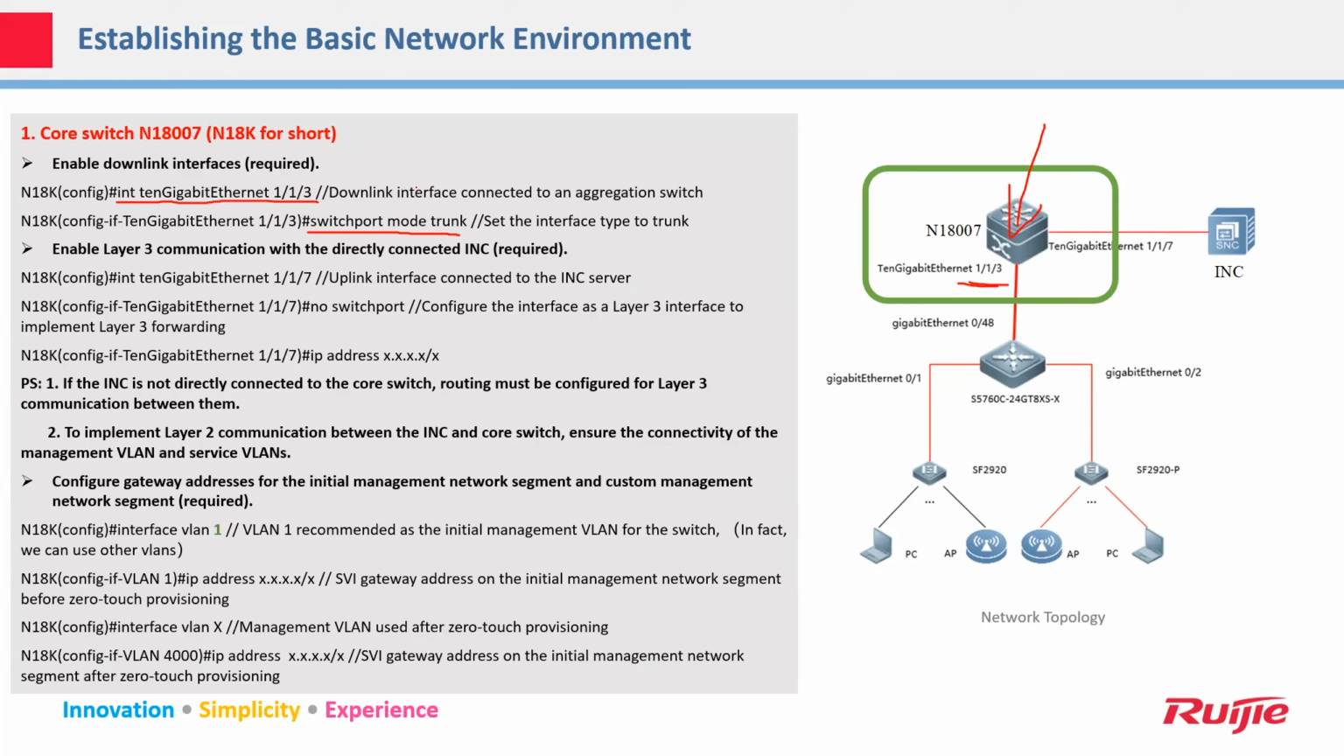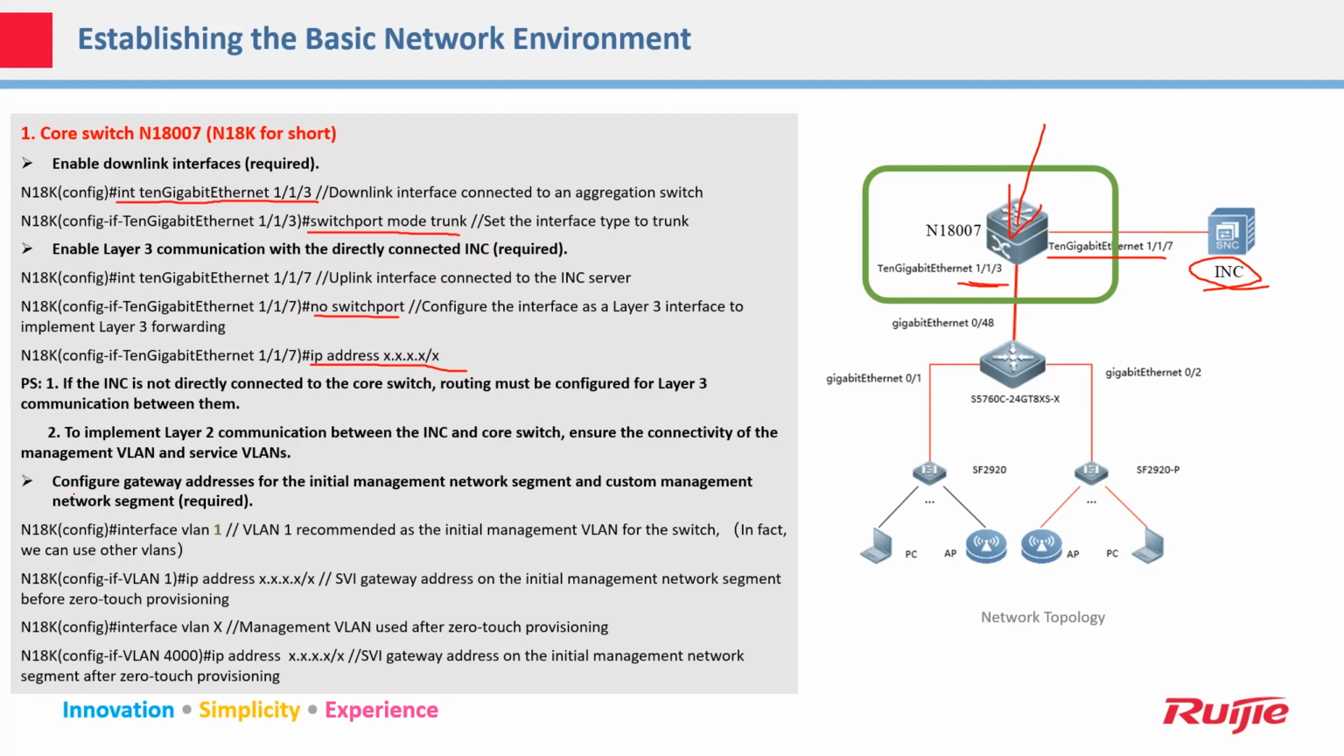This link must be a trunk link. And for this port, which is connected with the INC on the core switch, you can see no switchport. This is a layer 3 port, and you can configure an IP address for it.